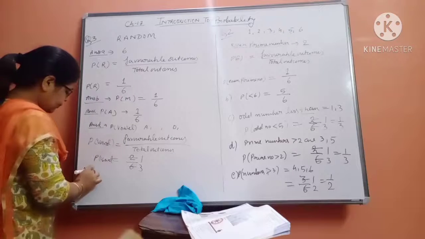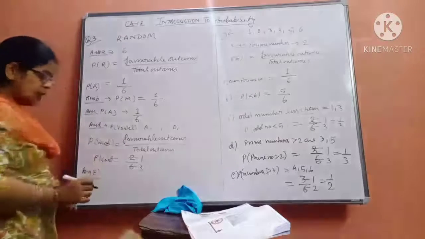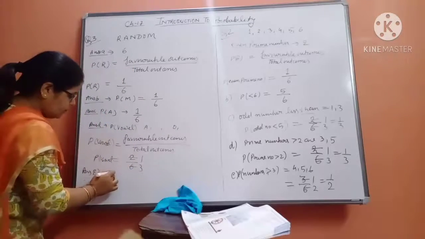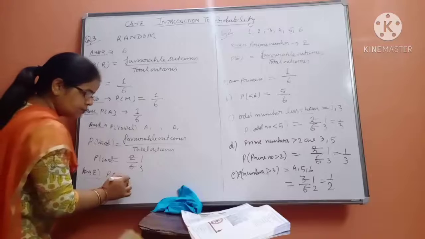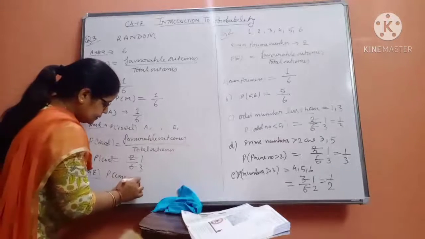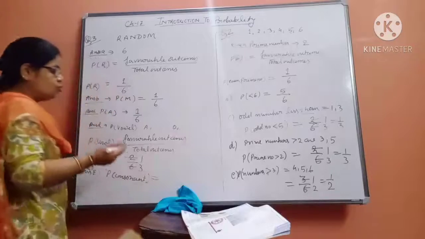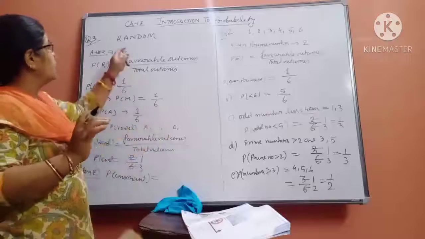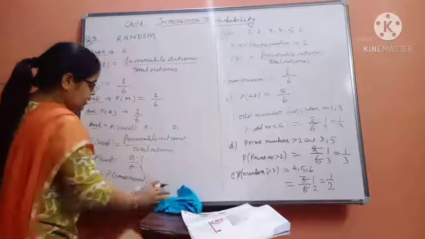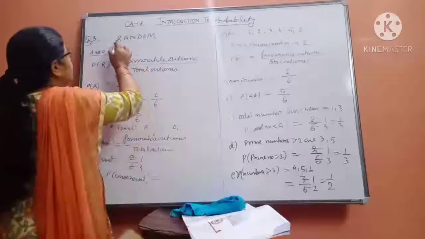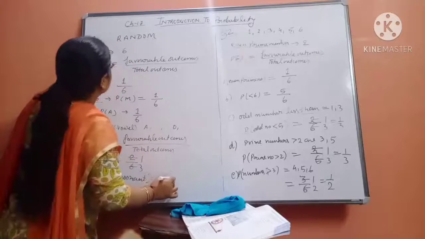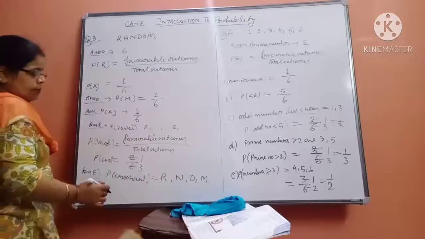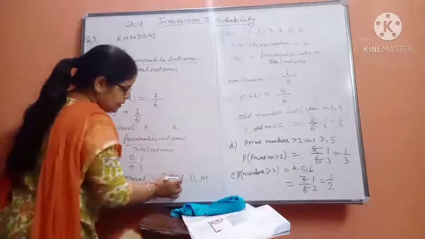Answer of E. Answer of E is the probability of consonant. Probability of consonant means those that are not vowels. So A and O are vowels, the rest of them will be consonants. So for consonants, R is a consonant, then N, D and M. These are consonants. Okay. Vowels and consonants you have learned in the very early beginning classes.